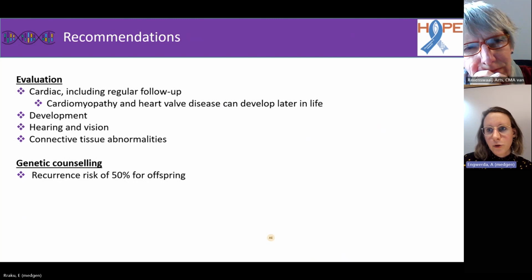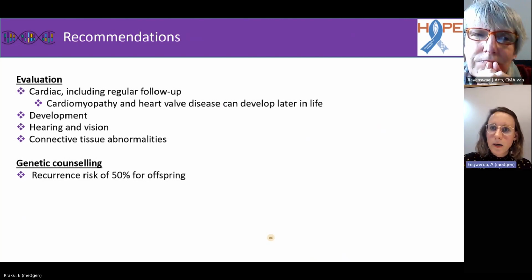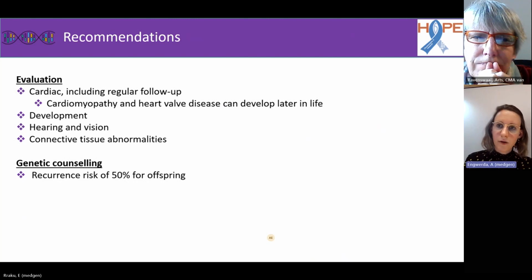When they have a TAP2 deletion, a chromosome 6 deletion including this TAP2 gene, then there is a risk of 50% that their children will also get this TAP2 deletion. But what we cannot predict is what the result of the TAP2 deletion will be in a child. So it could be that the parent is very mildly affected, but that the child is more severely affected. So therefore, it's good to also have attention for this.